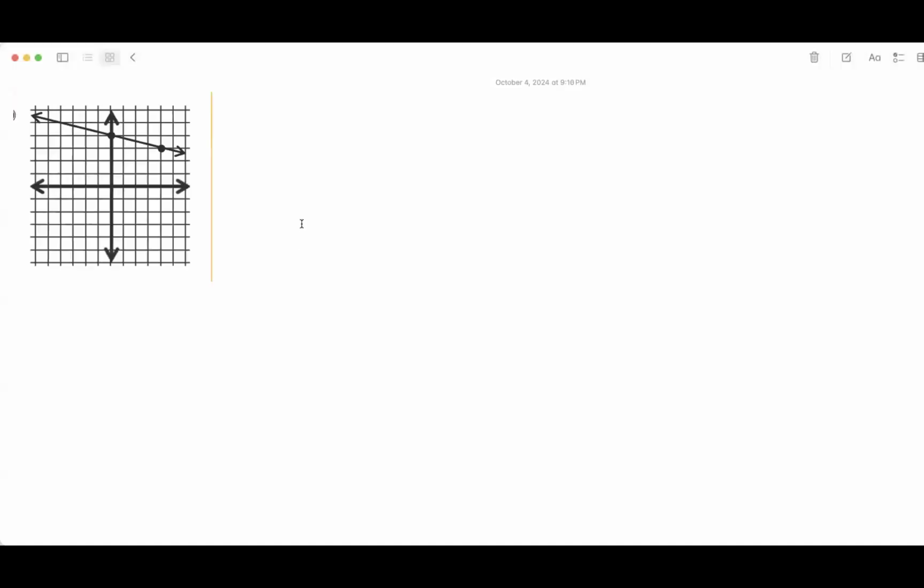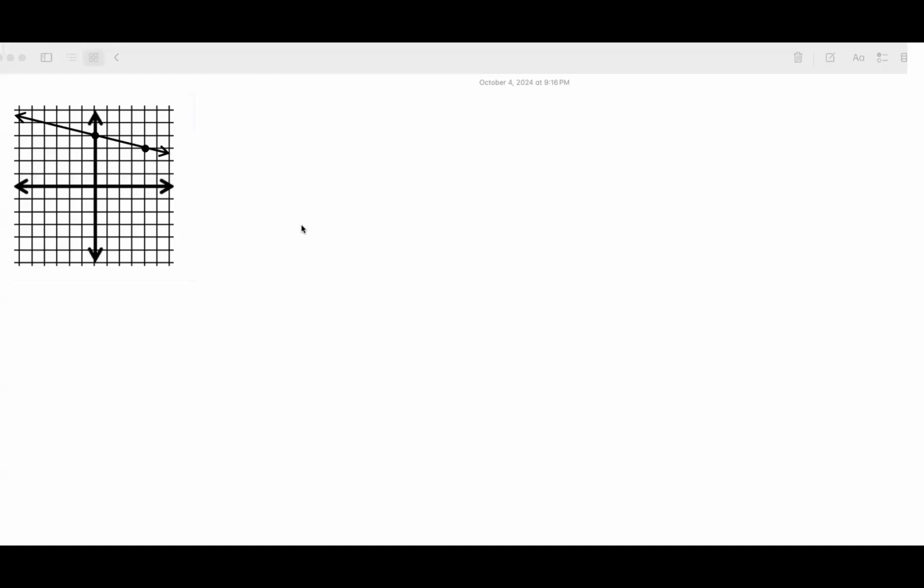Okay. One question I want to give you guys is this. I'll give you this, okay? I want you to write the equation of this line in point slope form. Write the equation of this line in point slope form.